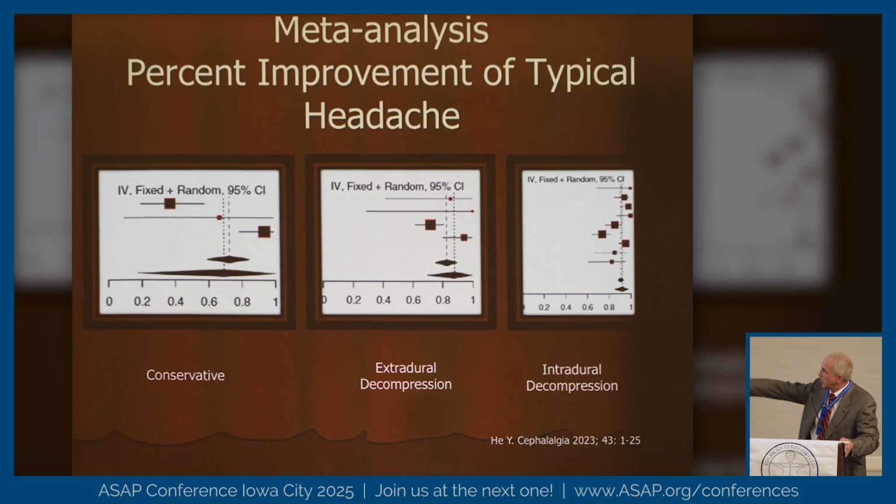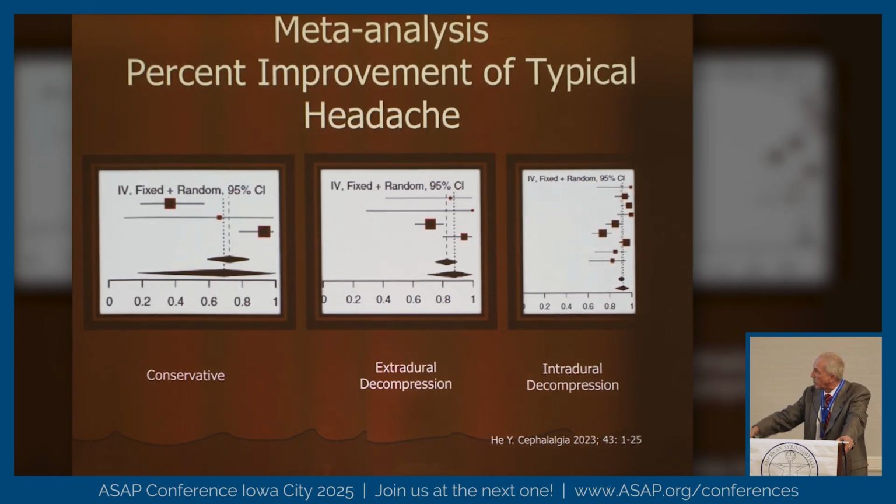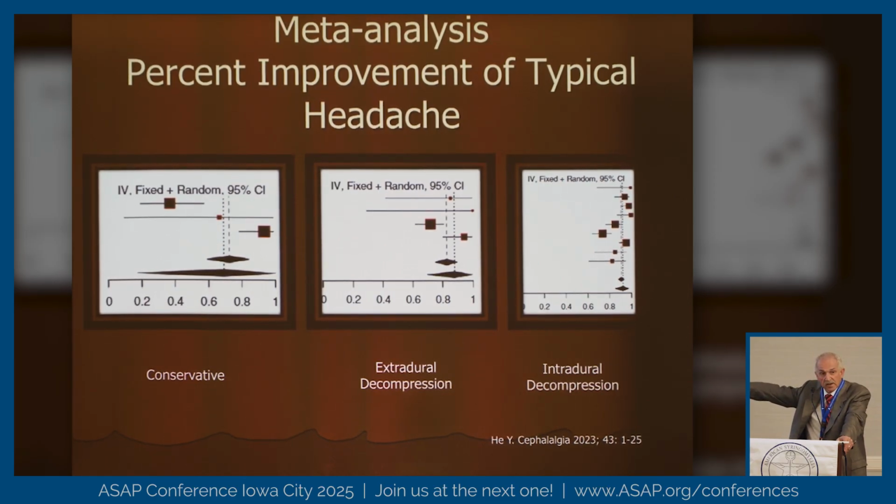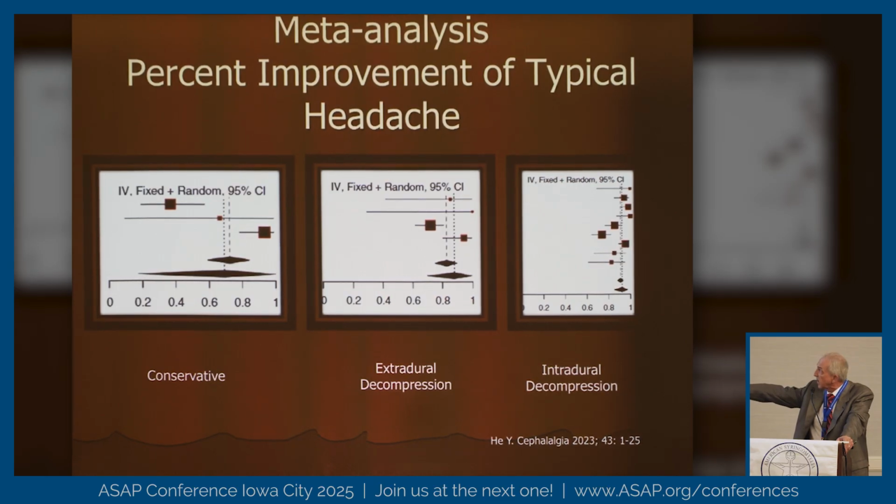But nevertheless, they did both fixed and random effects models for the meta-analysis. If you look at the two little diamonds on the bottom, you can see that with conservative management, there's about a 60 to 70% improvement in both the fixed and random effects. Fixed is on top and the random effects is below. But when you get to extradural versus intradural, you start getting levels of improvement that are much higher, well over 80%. And there might even be a slight increase with the intradural decompressions in terms of relieving these types of headaches too. These are typical headaches, so those are the cough headaches, exertional headaches.